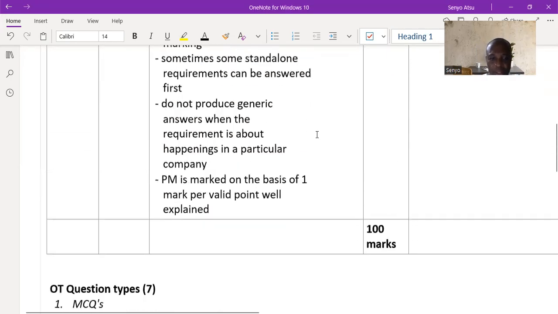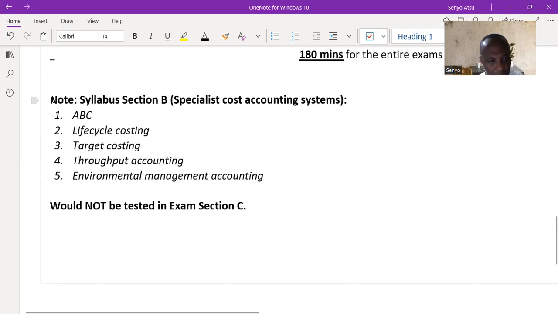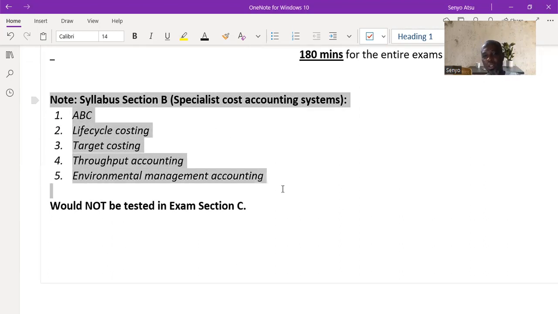Talking about exam session C, syllabus session B, which has 5 specialist cost accounting systems: activity-based costing, life cycle costing, target costing, throughput accounting, environmental management accounting, will not be tested in exam session C. You will not see any of these questions in exam session C.